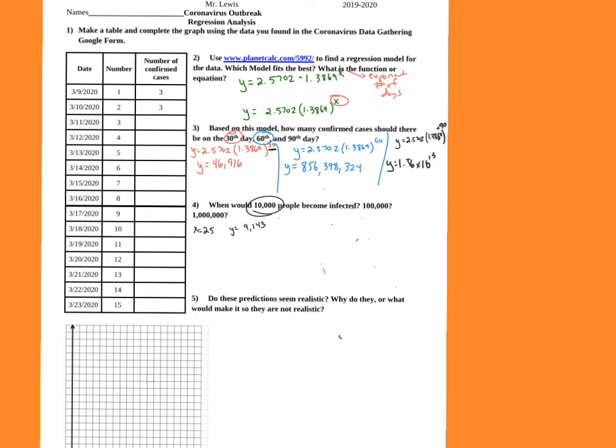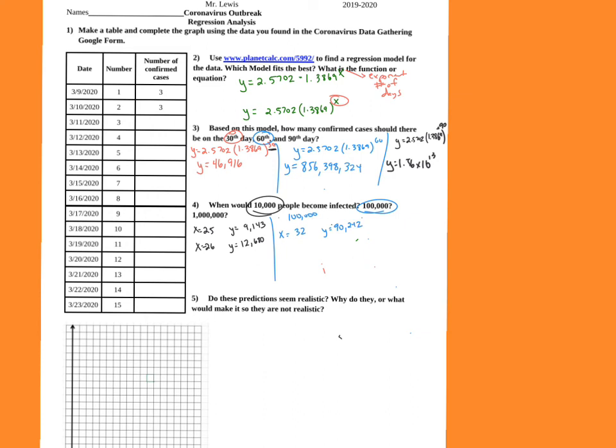Then I'm going to try 26 just to see the next one. When I pick this 26th day, I get y equals 12,680. So I would say between the 25th and 26th day for 10,000. Now for 100,000 people, let's try 32. If x is 32, I get y equals 90,242. I just randomly guessed 32.